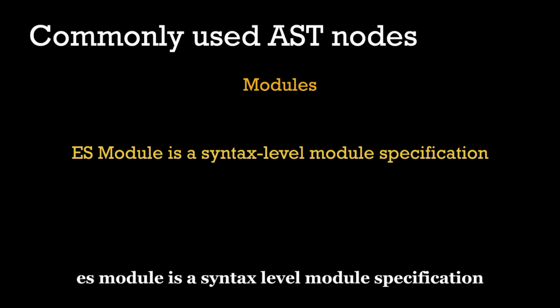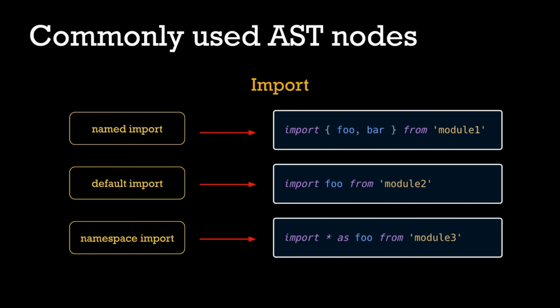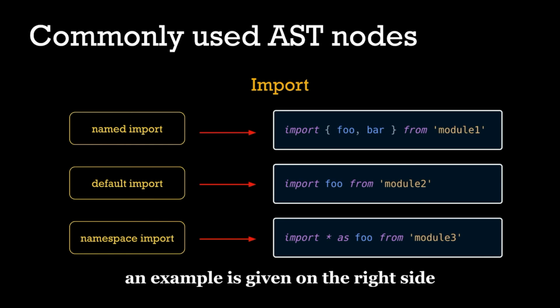ES module is a syntax-level module specification, so there are also dedicated AST nodes, and it's separated into import and export. Import has three syntaxes: named import, default import, and namespace import. An example is given on the right side.